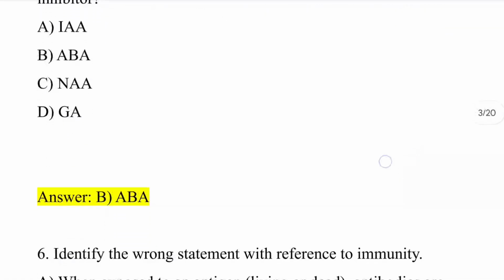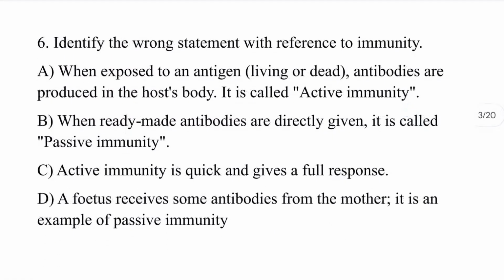Next, sixth question. Identify the wrong statement with reference to immunity. Option A: when exposed to an antigen, living or dead, antibodies are produced in the host's body. It is called active immunity.